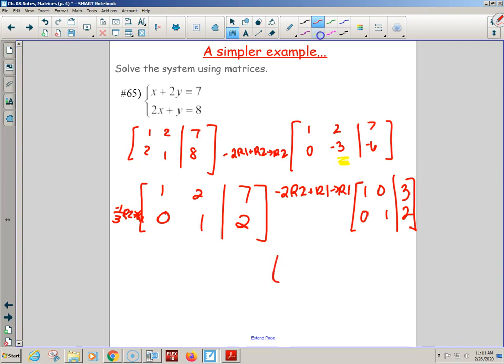Because now I'm done, and I know x equals 3, y equals 2. This is a consistent one-solution system. Now, would elimination have probably been easier at the very beginning? Yes. But I'm having you practice on a little one.